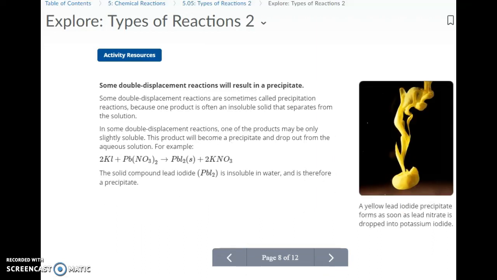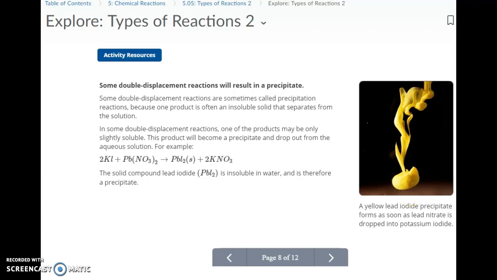Some double displacement reactions will result in a precipitate. We talked about one of these in the previous lab. A yellow lead iodide precipitate forms as soon as lead nitrate is dropped in potassium iodide. Write down precipitate if you don't know that word already. Precipitate equals when two liquids chemically react and form a solid. It's not freezing. It's a chemical reaction where something new is created and that new thing is a solid.